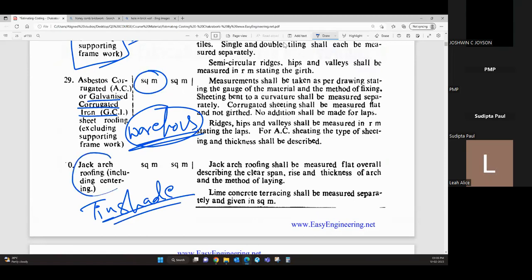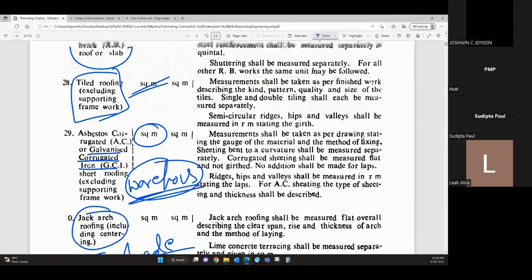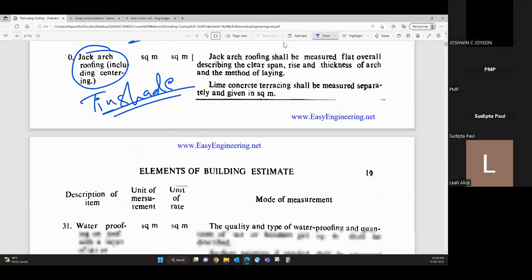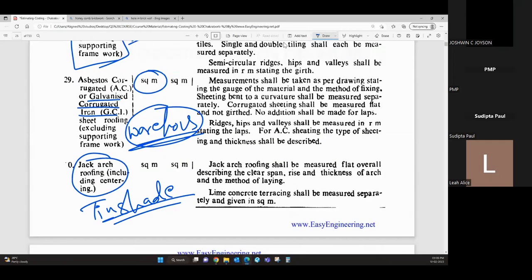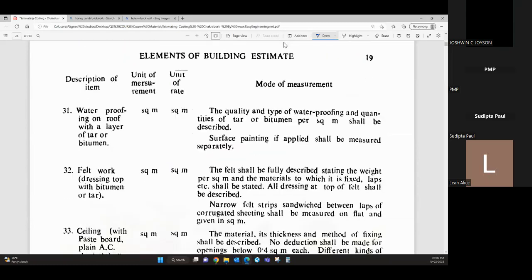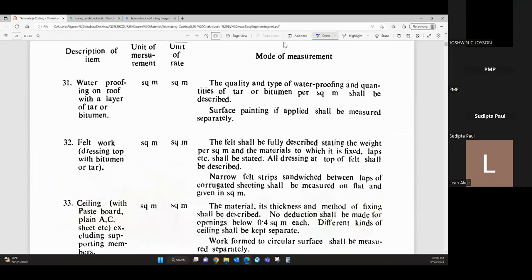Now, if you go to jack arch, now what is a jack arch? A jack arch is nothing but wherever you find this kind of roof. Let's say there is one pole. This is the second pole, and this is the roof. This is like a curved, right? So this kind of roof is also considered in square meter. Waterproofing. Waterproofing is basically an admixture. So it is always applied as a paint, and so it is considered in square meter.